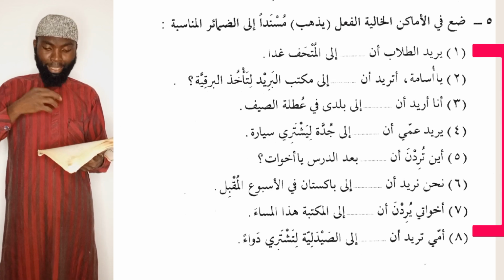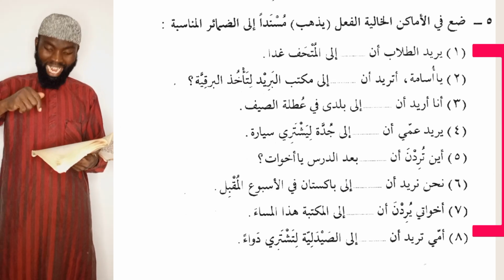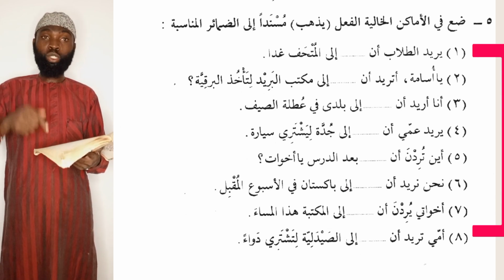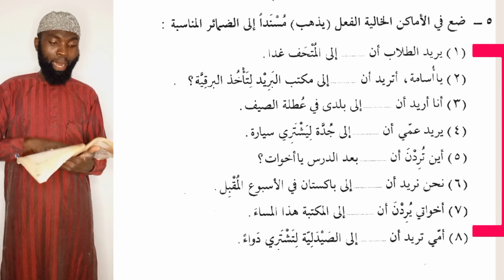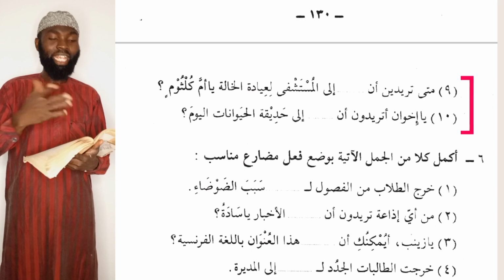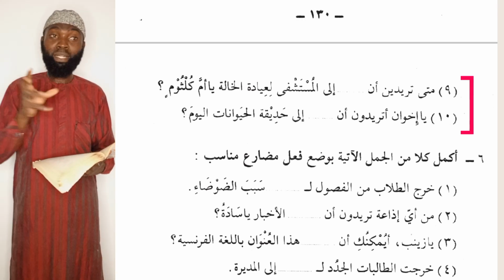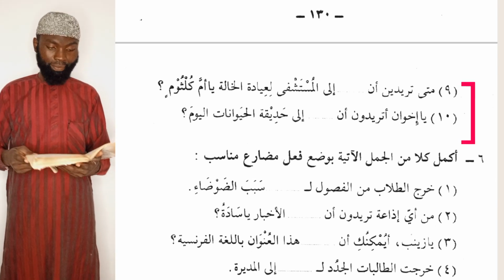Ana uridu an adhhaba ila baladi. Ammi yuridu an yadhhaba. Ayna turidna an tadhhabna. Nahnu nuridu an nadhhaba. Akhawat yuridna an yadhhabna. Ummi turidu an tadhhaba. Mata turidina an tadhhabi. Ya ikhwan, aturiduna an tadhhabu. This is how to form the present tense verb after it appears after an.